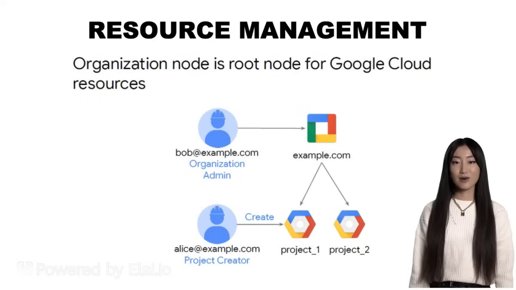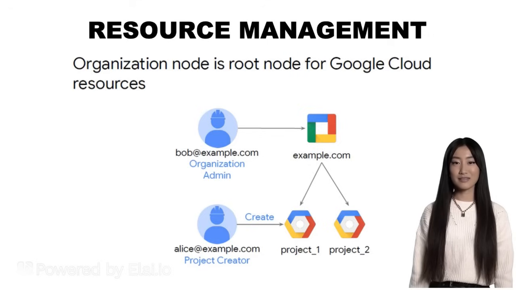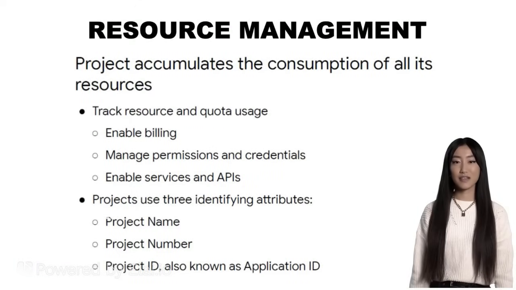Just to reiterate, an organization node is the root node of all Google Cloud resources. This diagram shows an example where we have an individual, Bob, who is in control of the organizational domain through the organization administrator role. Bob delegated privileges and access to individual projects to Alice, making her project creator. Since a project accumulates the consumption of all its resources, it can be used to monitor resources and quota usage. Specifically, projects allow you to enable billing, manage permissions and credentials, and enable services and APIs.